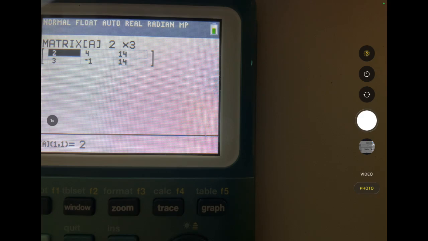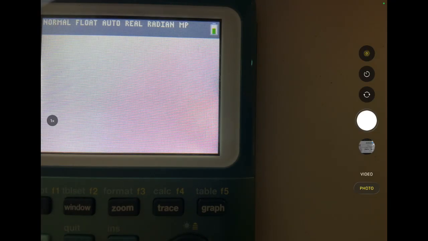Darren, you got it? Okay. All right. So most important step, most missed step, is press second quit. Go back to the home screen. Second quit or second mode.